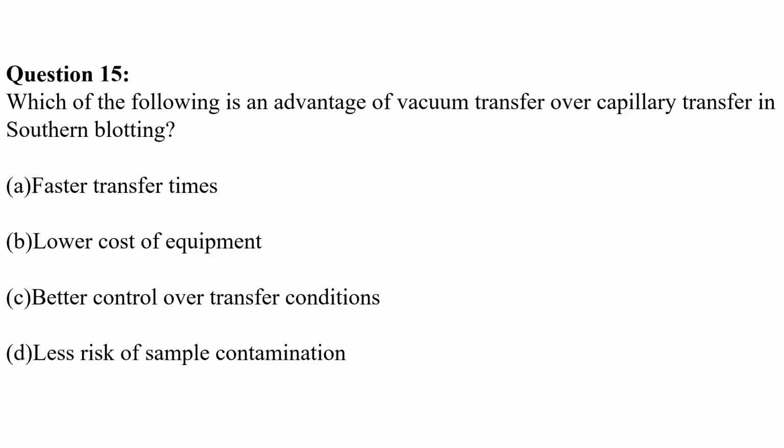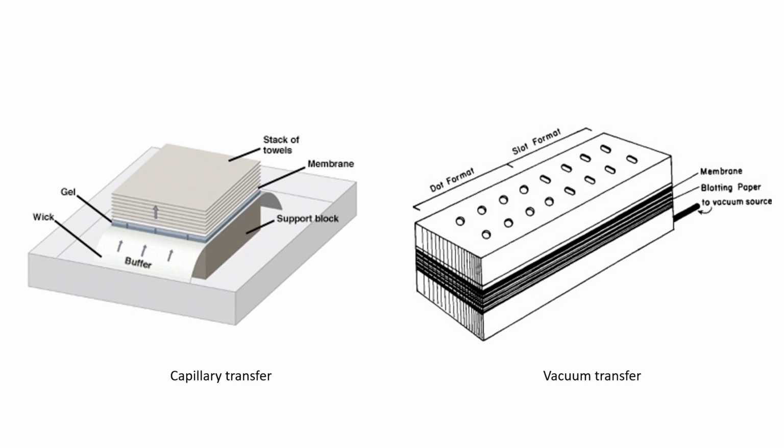So correct answer for this is faster transfer times. So till now the transfer mechanism that I have explained for northern blotting and southern blotting is based on capillary transfer. So basically this is the capillary transfer mode. So we have a support block, we have a filter paper that acts as a wick. So in this tray we have the transfer buffer, and this filter paper is actually touching the transfer buffer. So by capillary action, the buffer will rise up on this filter paper, and over this filter paper we have kept the gel here. So the blue colored thin slice you can see. So this is the gel.